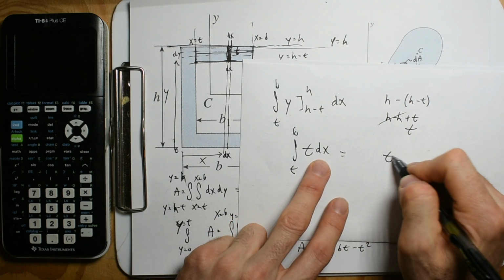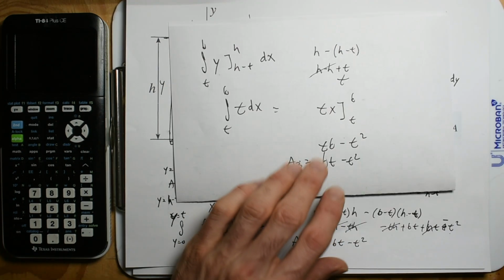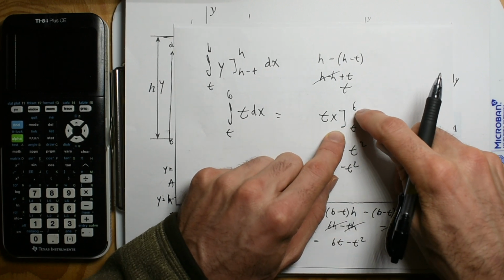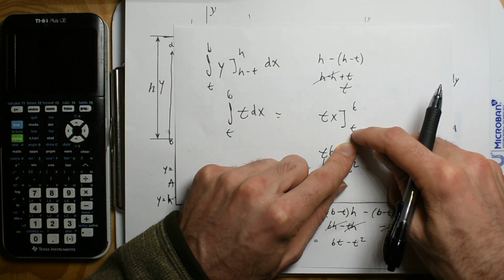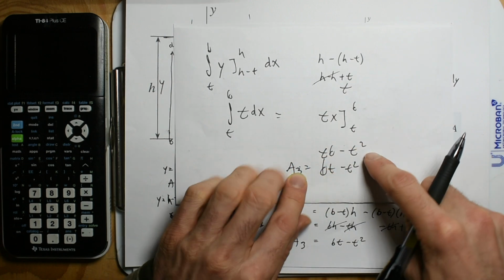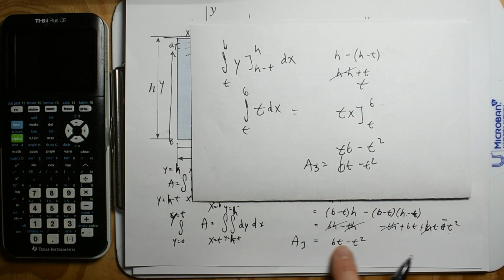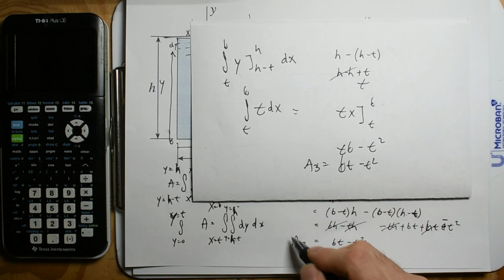Integrating, we get tx evaluated t to b. Alright, ran out of juice, but hell yeah, when we evaluate these at the limits from t to b, we get tb minus t squared. Sweet, which is bt minus t squared. And that's what we get on the other one. So we did it twice. The third area is bt minus t squared.